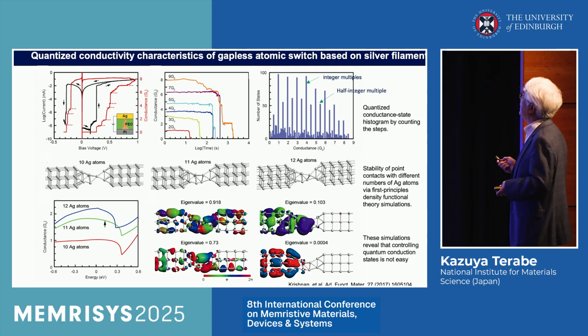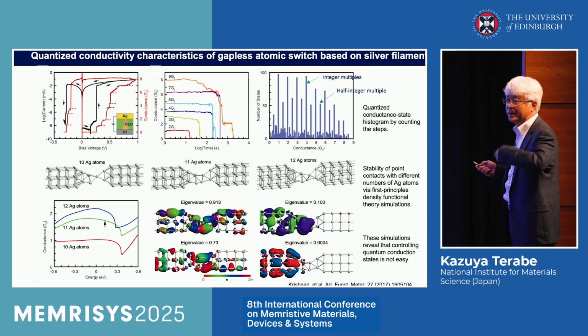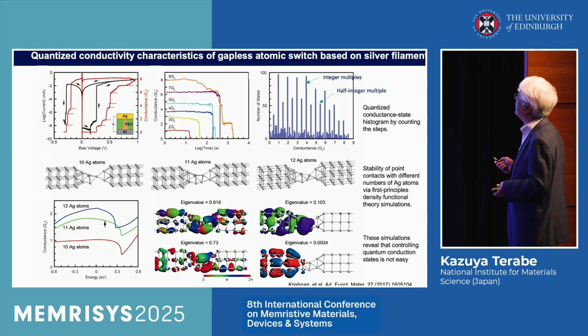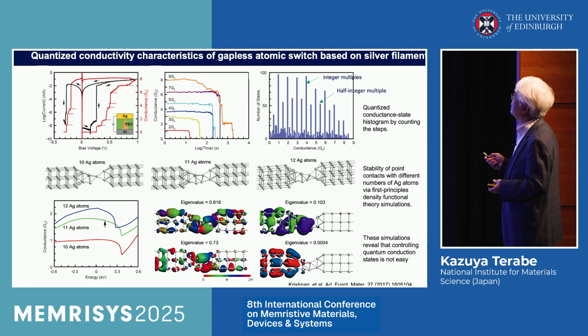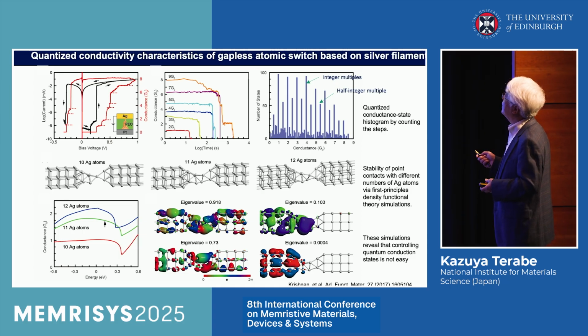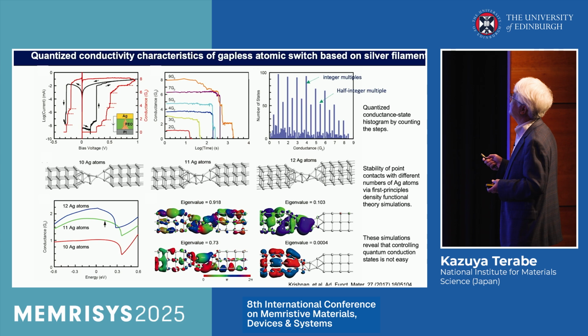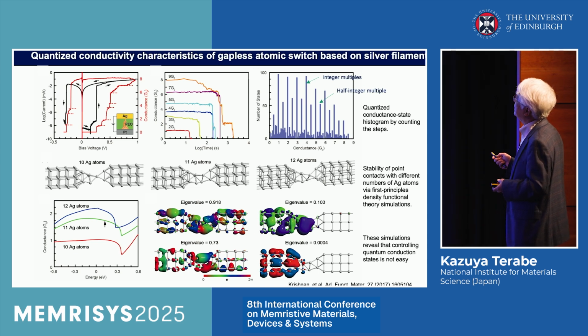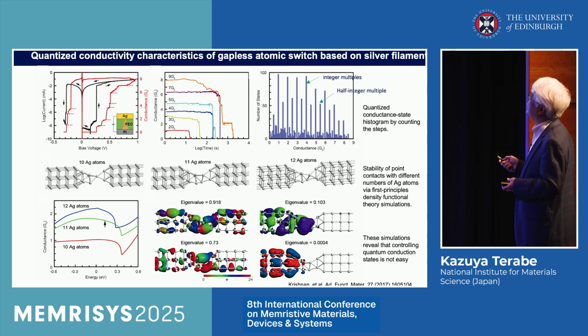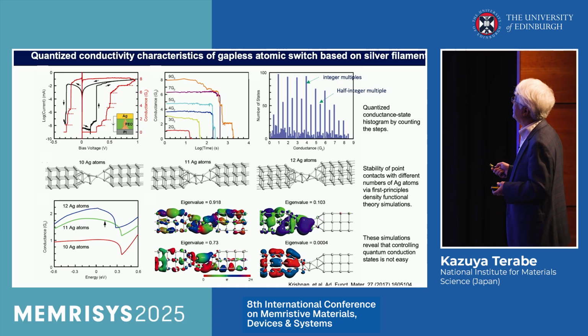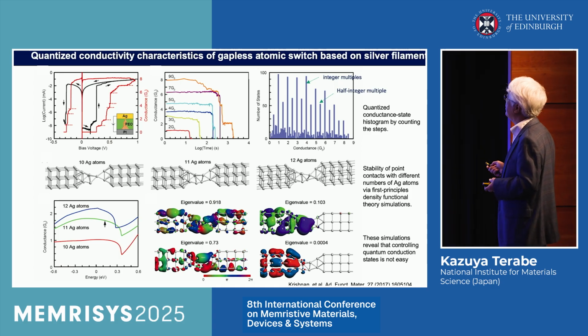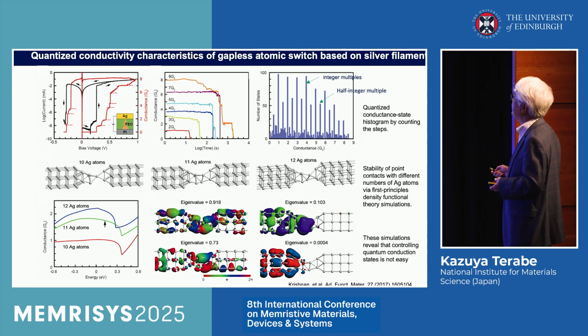This is a quantum conductance state histogram, made by counting the steps, how many times quantum conductance is observed. You can see the most predominant are integer multiples like this, but half-integer multiples are also observed. So we examine the stability of the point of contact with a different number of silver atoms by a first-principles density functional theory simulation.